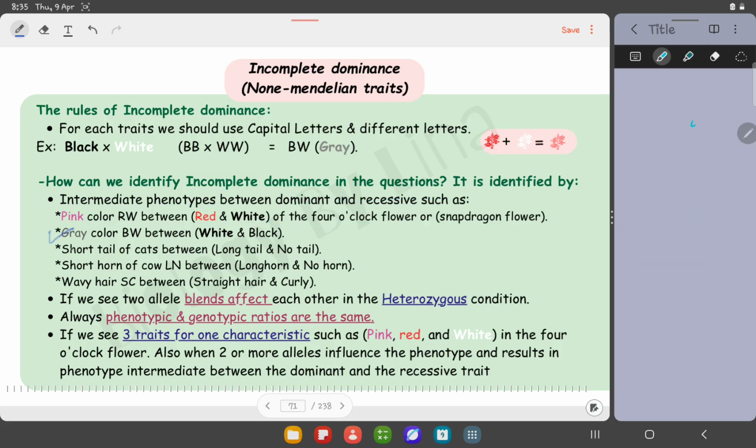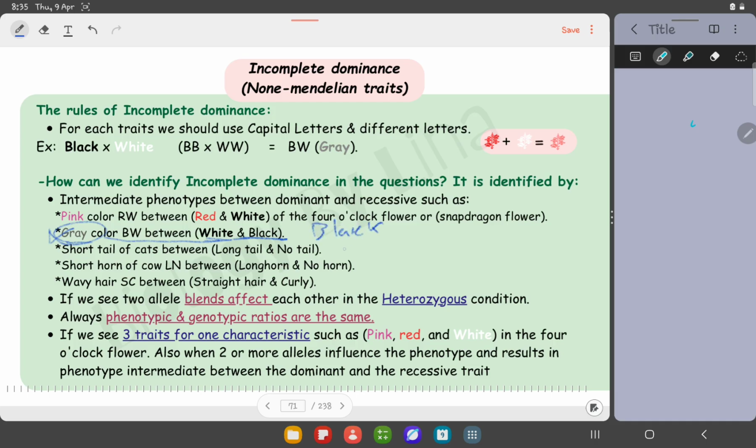Also, we have the gray color. The gray is between white and black. So whenever you see a color or anything which is intermediate or in between, or is a result from blending or mixing two other colors, at that time we say it's incomplete dominance. The gray color, for example, is also the same thing.